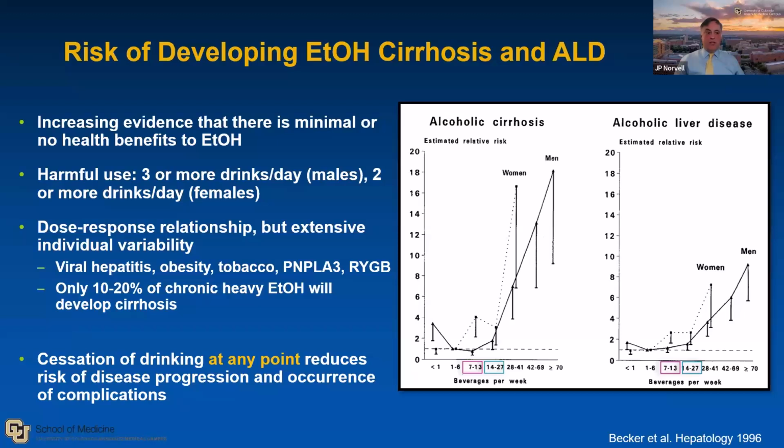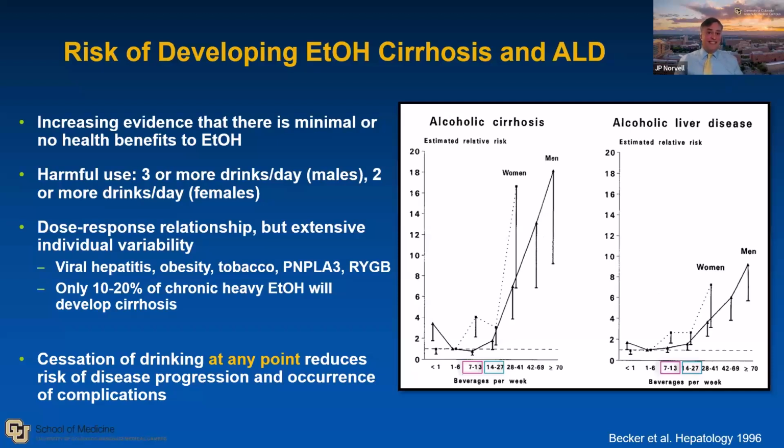The other really challenging thing here is that while there is a dose response relationship, meaning a higher dose of alcohol will increase the risk of you developing alcoholic liver disease, the problem is that there is no clear cutoff and there is extensive individual variability, meaning that it's hard to predict for the patient in front of us. A lot of this has to do with concurrent disease such as viral hepatitis, obesity, and tobacco, including genetics, and actually having, surprisingly, a previous Roux-en-Y gastric bypass may triple the risk of developing alcoholic liver disease.